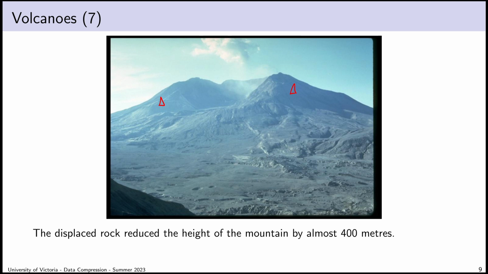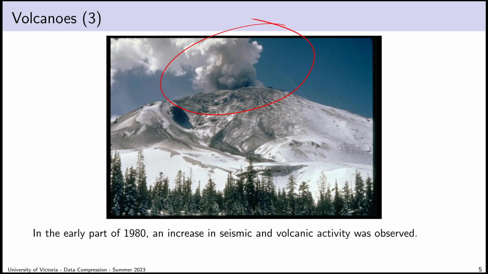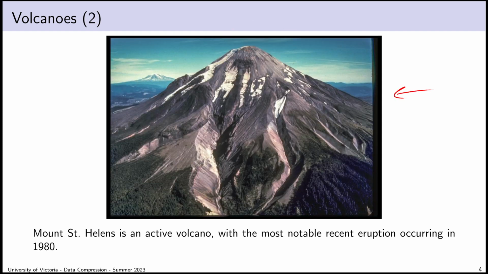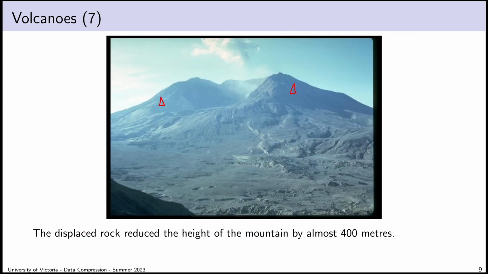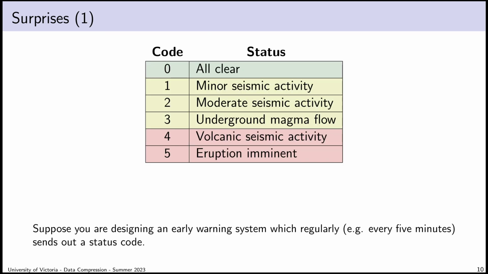And then actually, finally, here's a photo of the mountain when everything was said and done. So here is the mountain before. Nice looking mountain. It looks sort of mountainy. And then here is the mountain after. And it does look as if this mountain has had sort of a bad time. The height of the mountain was reduced by almost 400 meters as a result of this eruption. So imagine that you are the person designing an early warning system. Now, maybe you can use some sort of prediction, but maybe you're just running sensors.